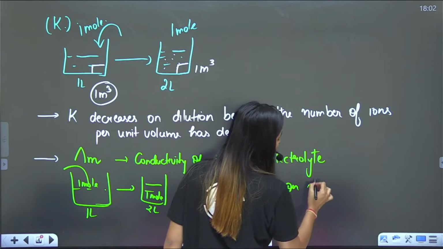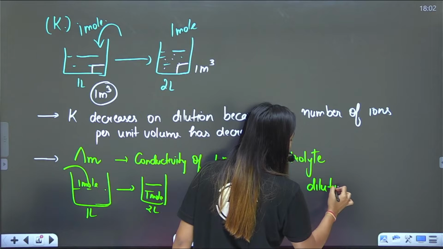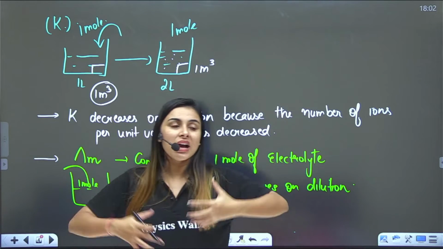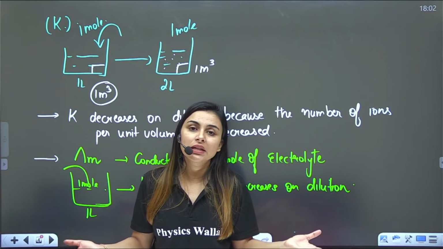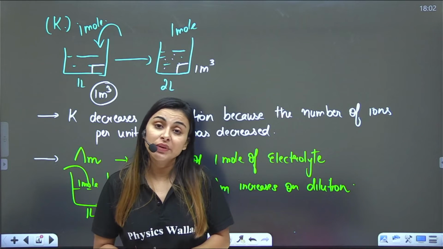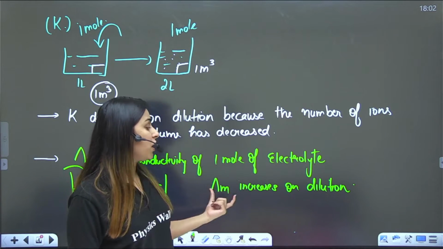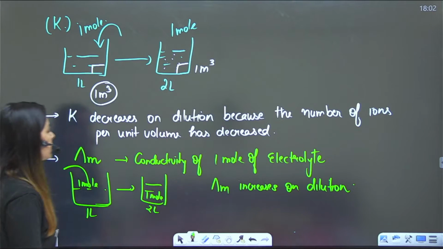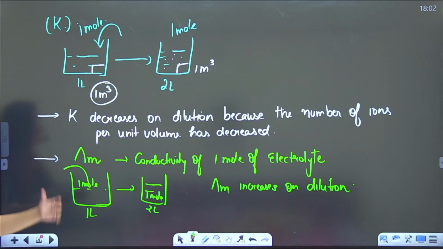on dilution. This is the point which you need to understand: if you increase the volume, the ions will have a larger volume to be present in, and eventually their conductivity increases. So molar conductivity actually increases on dilution. This is the next point which you need to write. Please pause the video and write it.